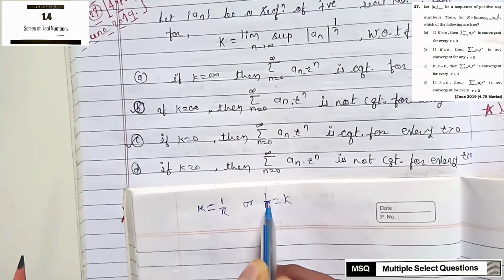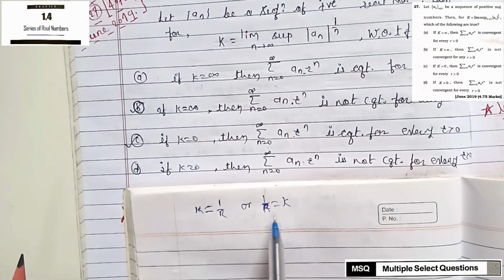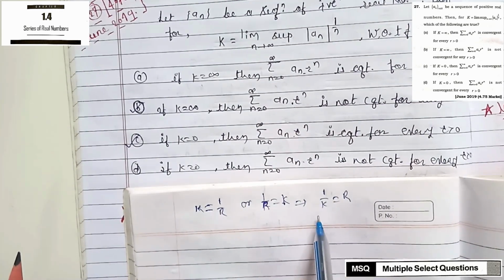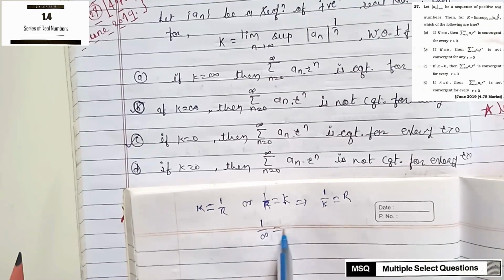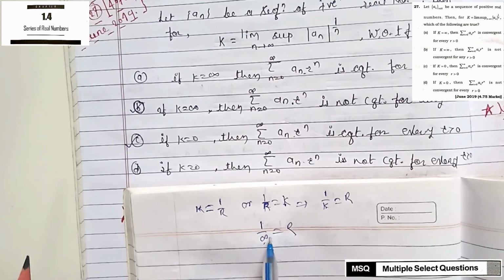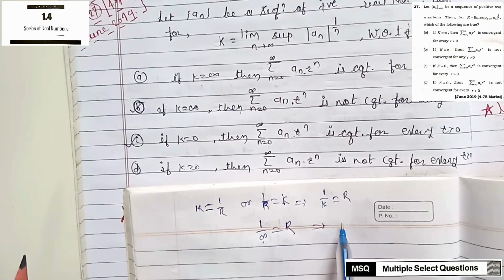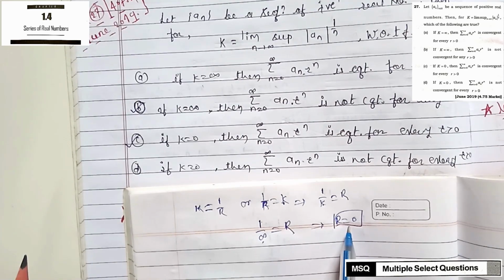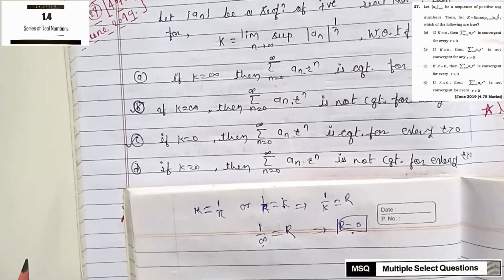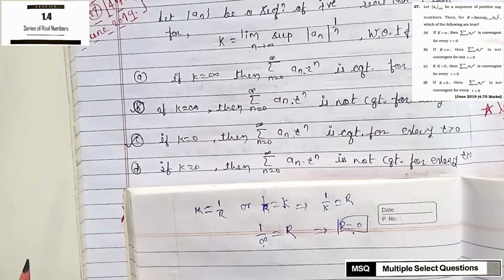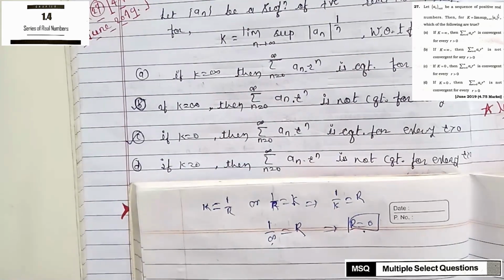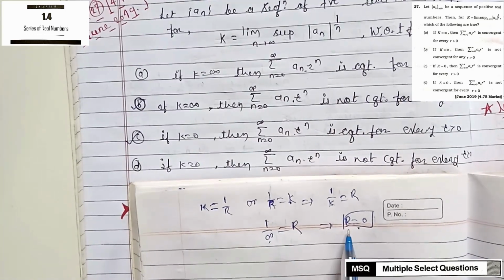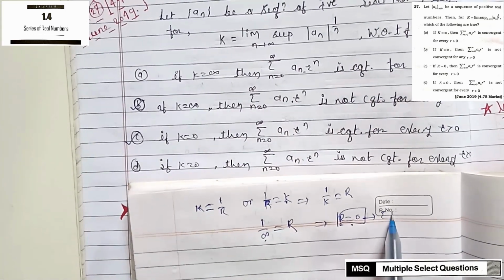If I choose k equal to infinity, then 1 upon k is equal to r, so 1 upon infinity is equal to r, and 1 upon infinity is 0. So we get r equal to 0. If r is 0, then we know that the radius of convergence is 0, which means our power series is not convergent. This is the standard result from the Cauchy-Hadamard formula: if r is 0, then the series is not convergent.